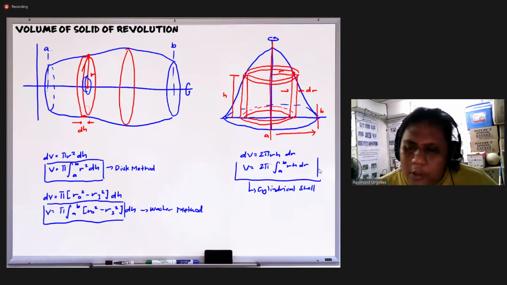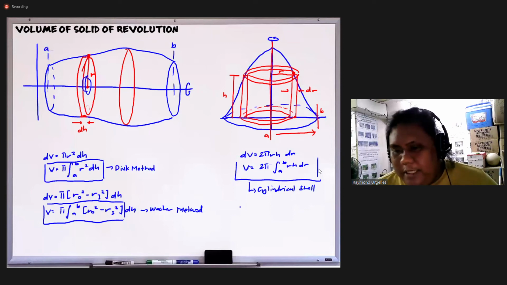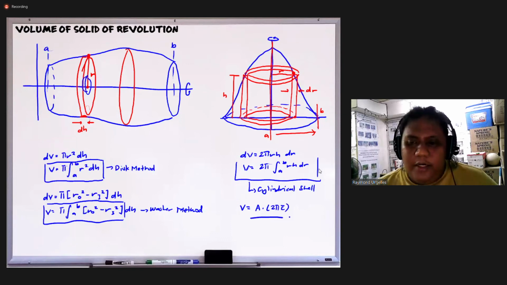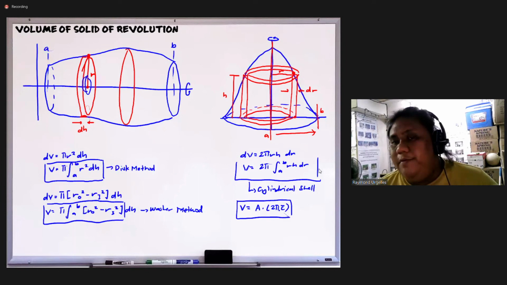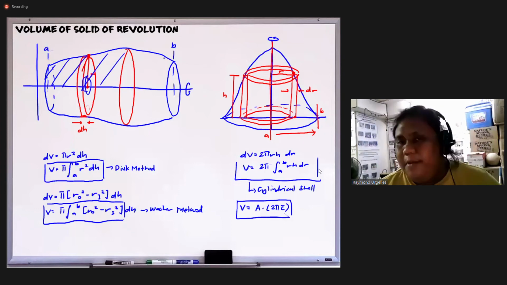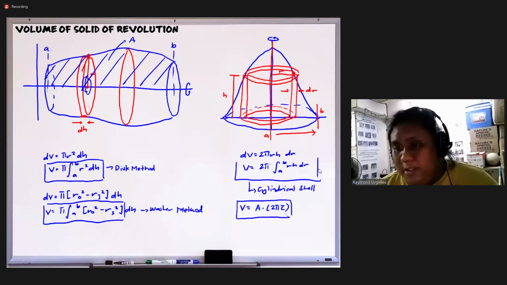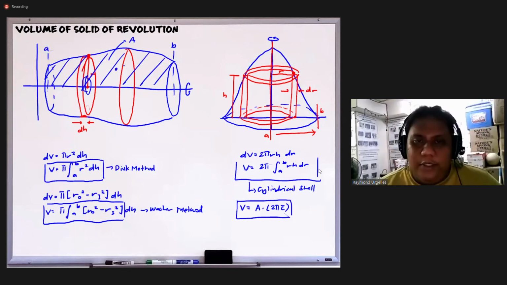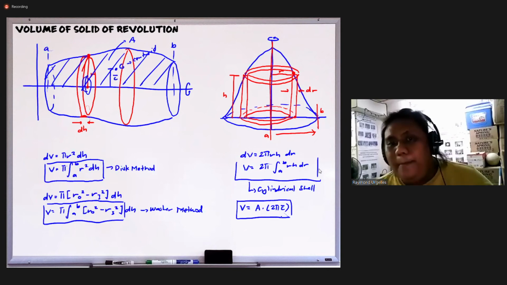Now for the Pappus theorem, what it says is that the volume is equal to the area multiplied by 2 pi times c bar. The c bar is the distance of the centroid of our area from the axis of revolution. For example here, this is the area, and we revolve it about the axis. Let's say this is its centroid G. The distance of the centroid from the axis of revolution is c bar. That's the equation.